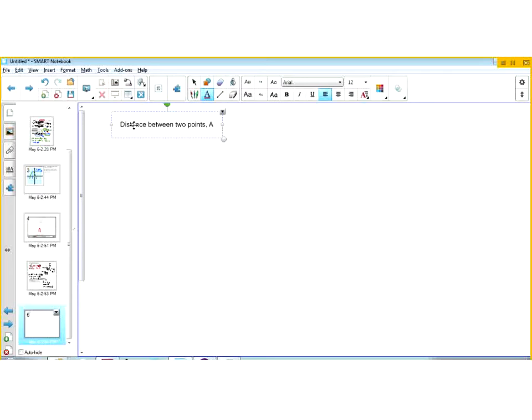Oops, I should write carefully. A and B. Okay, so we have 2 points. A is equal to (x sub 1, y sub 1). B is equal to (x sub 2, y sub 2). And we want to calculate the distance between those two.